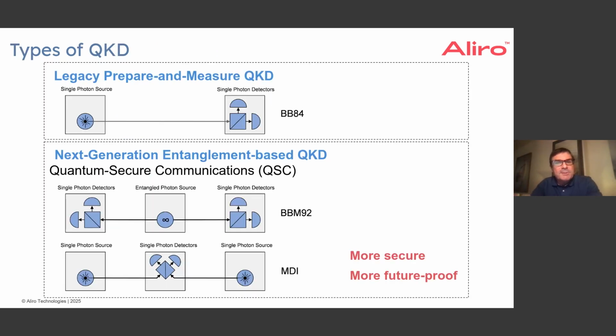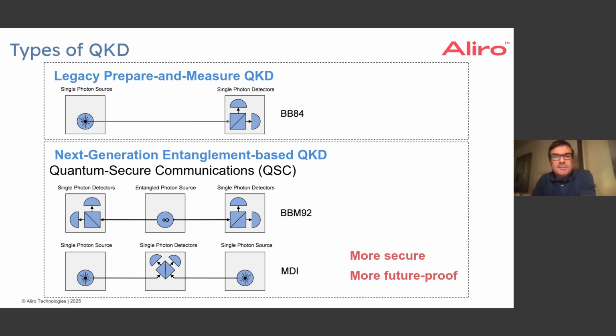There are different types of quantum key distribution. First generation QKD products have been around for more than 10 years now. They generally use something that's known as prepare and measure protocols, and you may have seen BB84, which is an example of that. Recently, next generation QKD systems have been introduced that are entanglement-based, and they use protocols such as BBM92 or MDI.